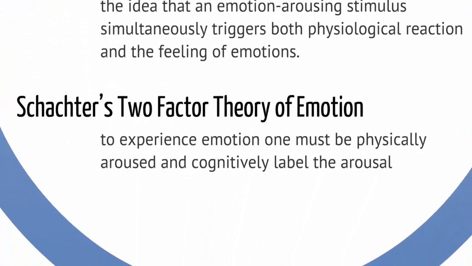Schachter's two-factor theory of emotion says that to experience emotion, you have to have physical arousal and cognitively label the arousal. What does this mean? It means that our body has a similar physical reaction for very different emotions. Fear, anxiety, excitement, joy all cause an increased heart rate and breathing rate. So we have to cognitively label that emotion as what we have learned it to be. This aroused physical state can be experienced as one emotion or another and must be cognitively labeled and interpreted.